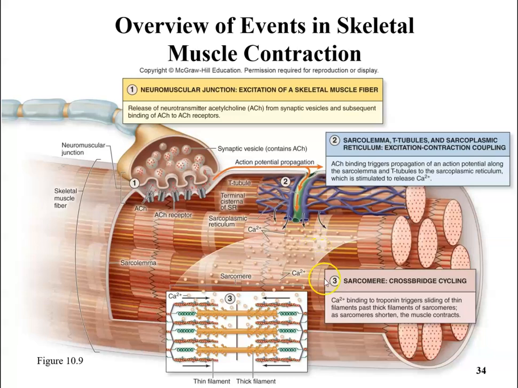Once calcium is released, we go on to step 3, and this is going to be in the sarcomere itself, cross-bridge cycling. And what happens, we just mentioned, calcium is going to bind to that troponin molecule, which is going to move that tropomyosin molecule out of the way. Myosin is then going to be able to bind directly to actin and slide those thin filaments past the thick filaments in the sarcomeres. The sarcomeres then are going to shorten, and the muscle itself as a whole is seen to contract.